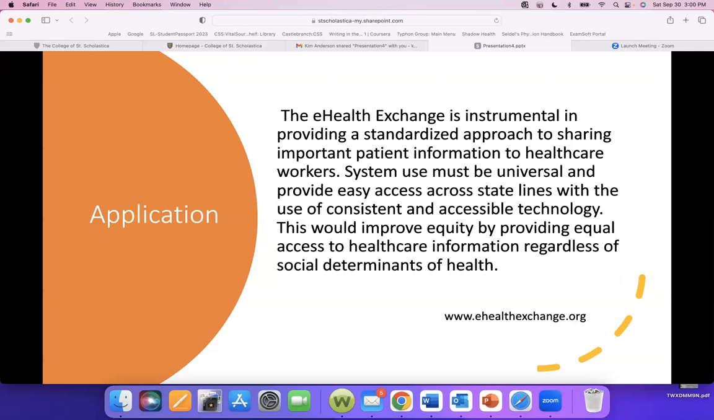We need to really make sure we have consistent and accessible technology from state to state. It needs to be very uniform and, like I said before, very accessible, regardless of whatever system you're working in. This would definitely improve healthcare equity by providing equal access to healthcare information, regardless of your social determinants of health. So, in essence, it would level that playing field for patients as well.